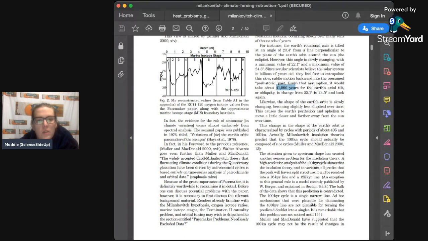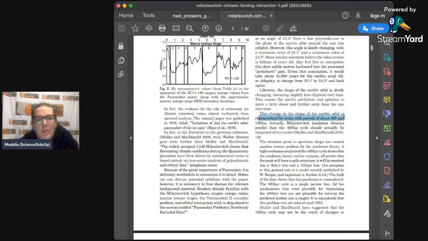Okay. So this change in the shape of the Earth's orbit is characterized by cycles with periods about 405 and 100,000 years. Actually, Milankovitch insolation theories predict that the 100,000 year cycle should actually be composed of 2 cycles. Yeah, so like this is the eccentricity brought in.